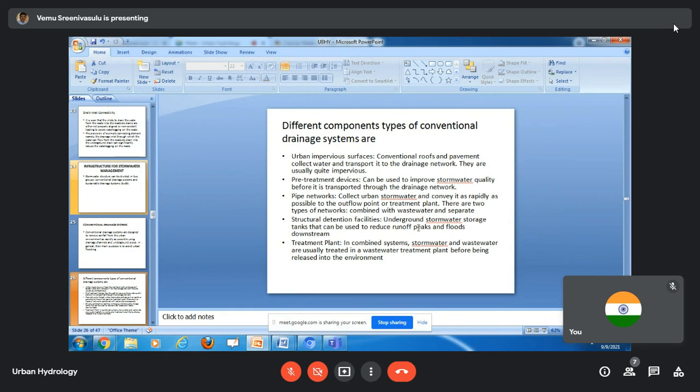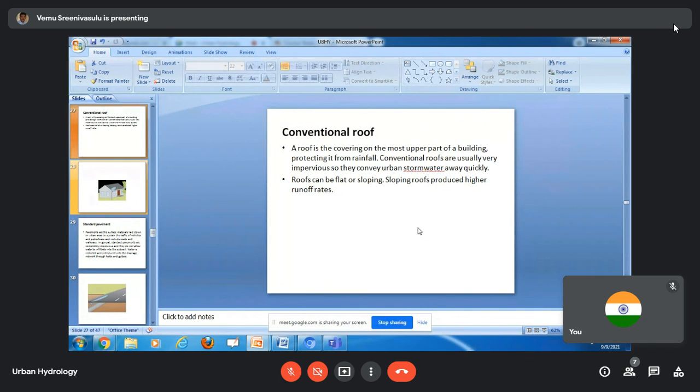And the structural detention facility. So if you don't have the open space to store the storm water temporarily, okay, so below ground you can construct such type of detention structures, okay, where your collected storm water will be temporarily stored underground, right? So therefore you can reduce the peak of the hydrograph, okay, and you can reduce the flooding on the downstream side, and then have a treatment plant. Okay, so these are some of the components of the conventional drainage system.